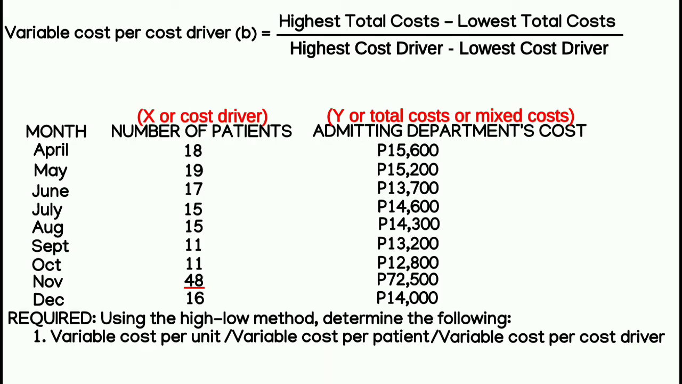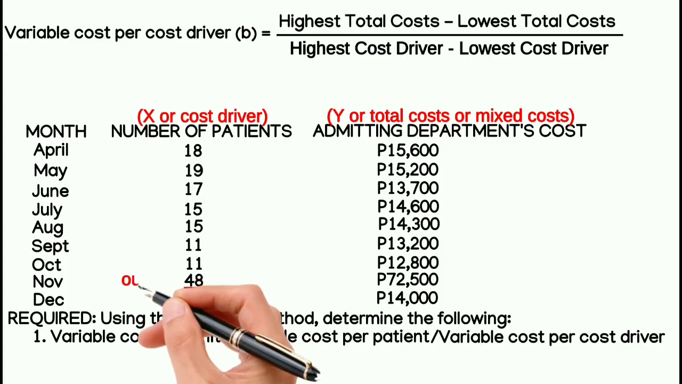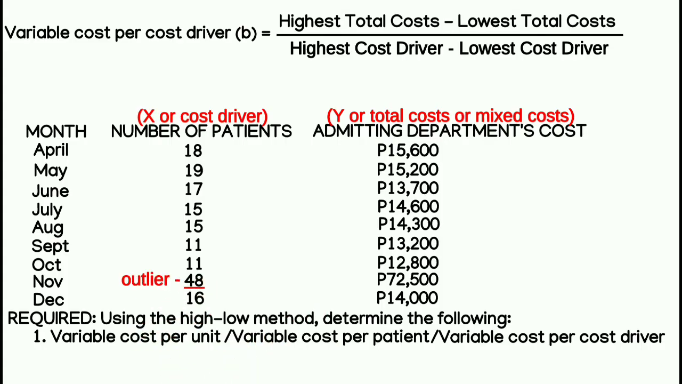Since yung 48 ay hindi pwedeng tawagin na highest cost driver, that means i-ignore natin siya at hindi isasama sa computation. Actually, this is called an outlier. Therefore, ang ating highest cost driver ay 19. Next, how about the lowest cost driver? Here, meron tayong dalawang 11. 11 sa September at 11 sa October.